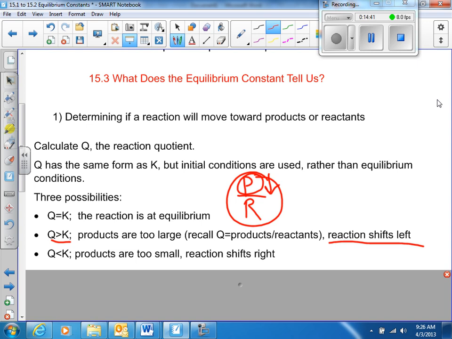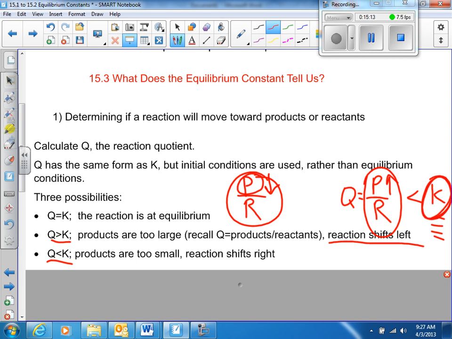Okay. Now this next example, Q is less than K. So products over reactants. This is less than K. Q is product over reactants. It's less than K. And we always, at equilibrium, we have to get back to K. So if this piece is too small, that means we need the numerator to get bigger, right? We need products to go up in order to get back to K. We're always trying to get to equilibrium. So initially, products are too small. They need to go up if Q is less than K. And the reaction will shift to the right.